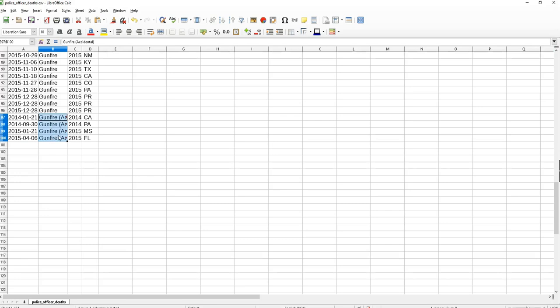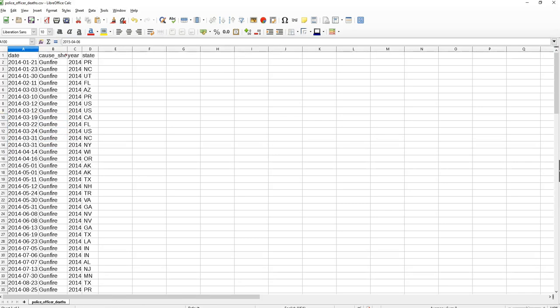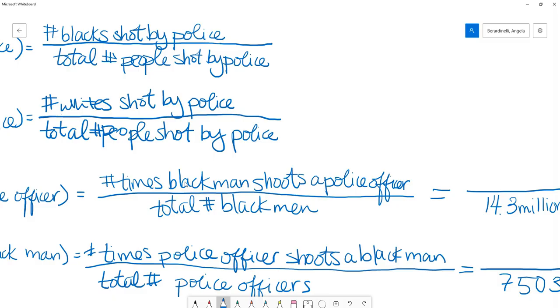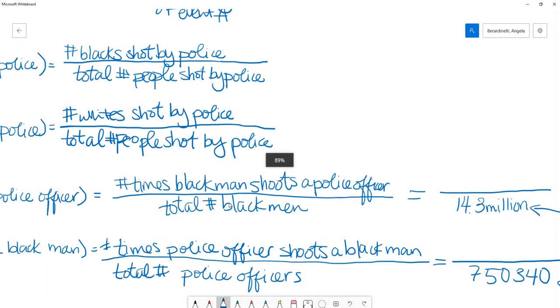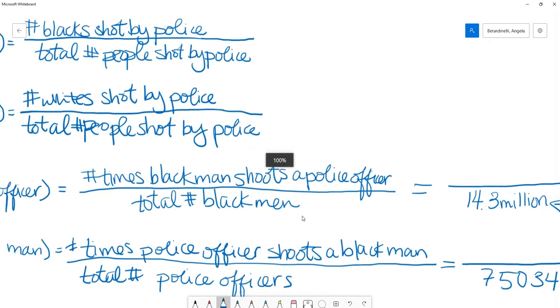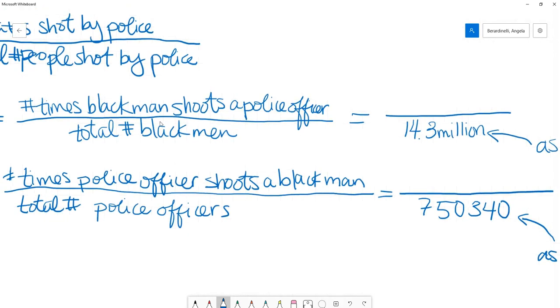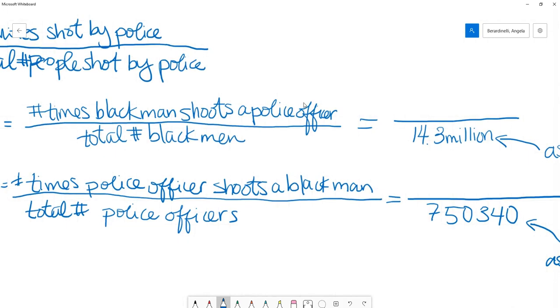And it looks like 4 were accidental. So there were 99 total. That's going to be an overestimate because we don't know anything about the race or gender of the shooter. So if we come back to what we were really interested in, we wanted to know the total number of police officers shot by black men. We don't know that. So I'm going to have to modify what we're actually looking at.